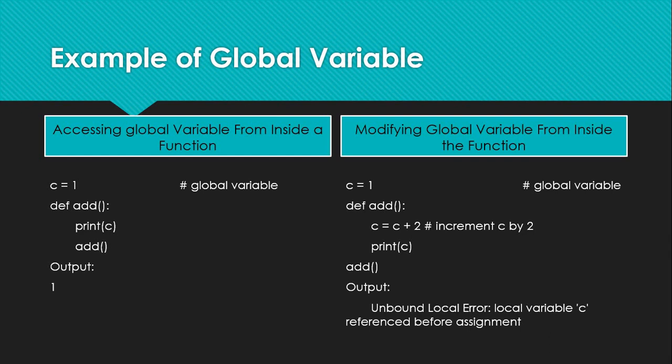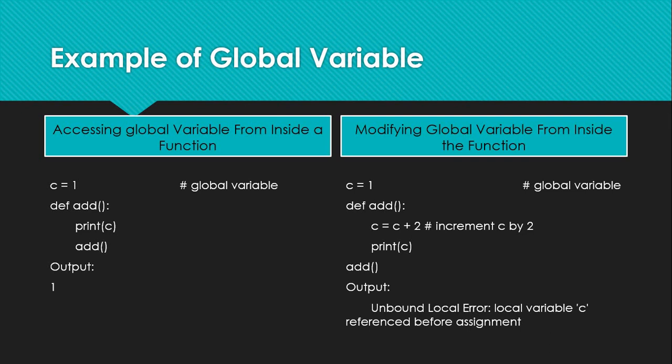c is equal to 1 is a global variable that you have declared outside the function, and inside the function we're going to increment the value of c by 2. Now what happens in this case? This incrementation doesn't take place because you have not used the keyword global. You want to alter the value of the global variable inside the function, which is not possible.